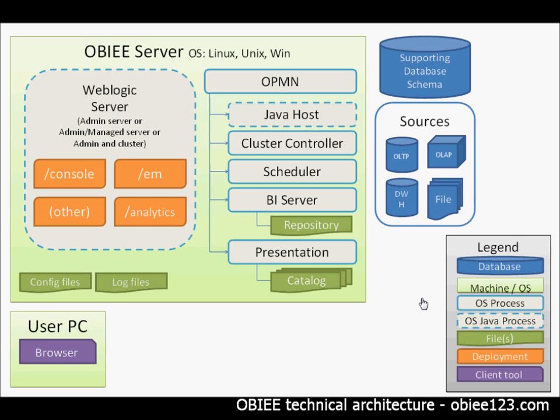The next thing in the architecture is the end user's PC. This is very simple. You don't need to install anything on the PC. All of the OBIEE content can be approached through the web.